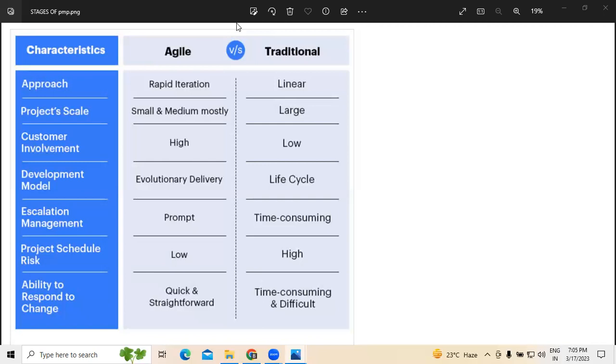Now, when we talk about agile, it is quick and straightforward. Its ability to respond to change must be quick and must be straightforward. That's what we say in agile. Whatever changes we are going to make, everything must be quick and straightforward. This is where changes can be made to the development team.